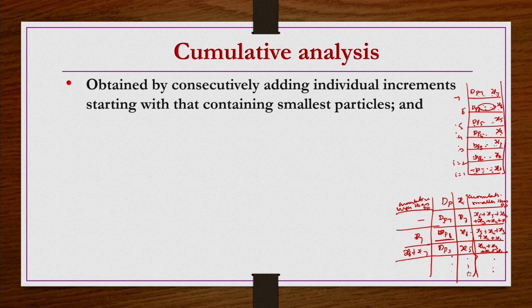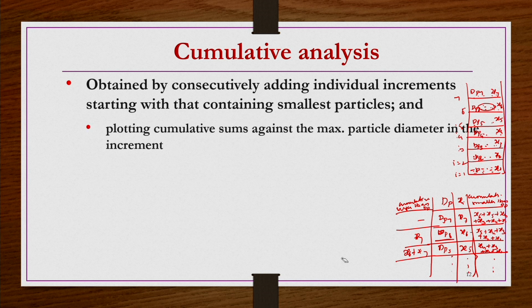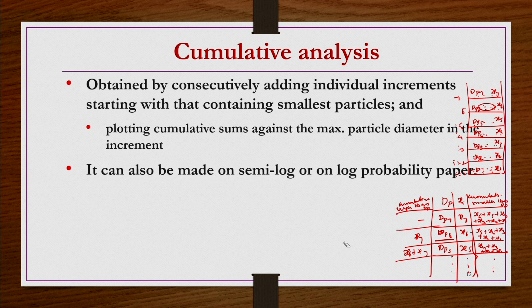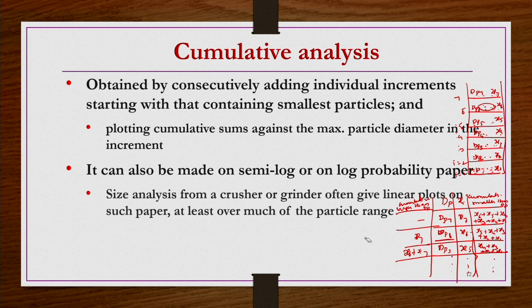It will be opposite to the other one. So, this is how we have to do the cumulative analysis. Plotting cumulative sums against the maximum particle diameter in the increment gives the cumulative analysis. This cumulative analysis one can plot on a log-log or semi-log plot as well. And then size analysis from a crusher or a grinder often gives linear plots on log-log or semi-log papers.